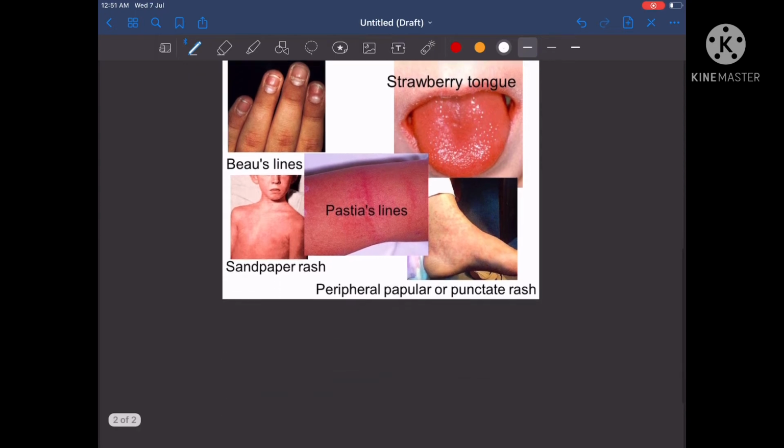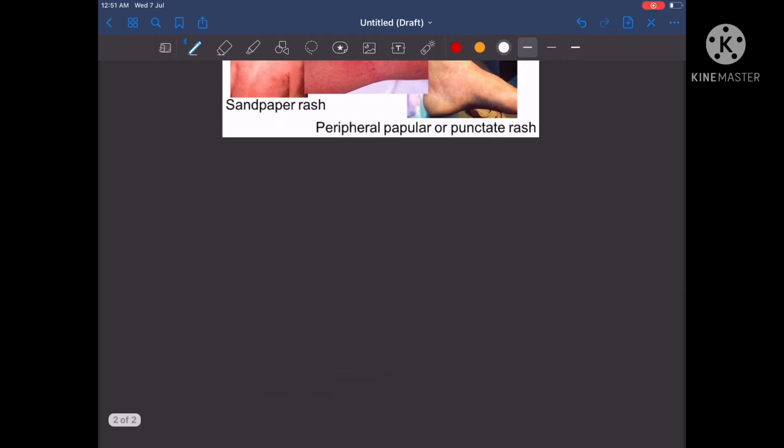So this was a very important slide and some pictures. Now coming to another virulence factor, that is enzymes. The enzymes here are streptokinase and streptodornase. And what these enzymes do is that they facilitate the bacteria to break the thrombus.